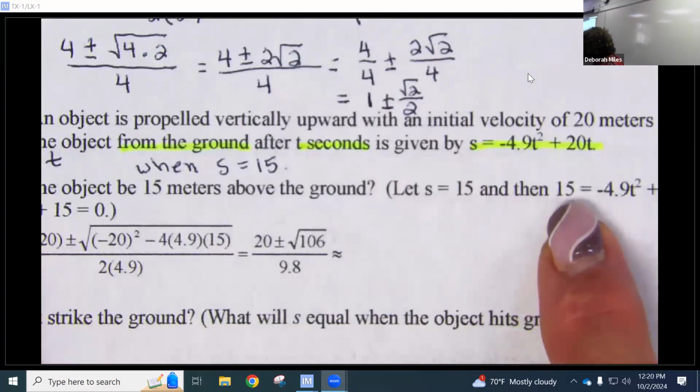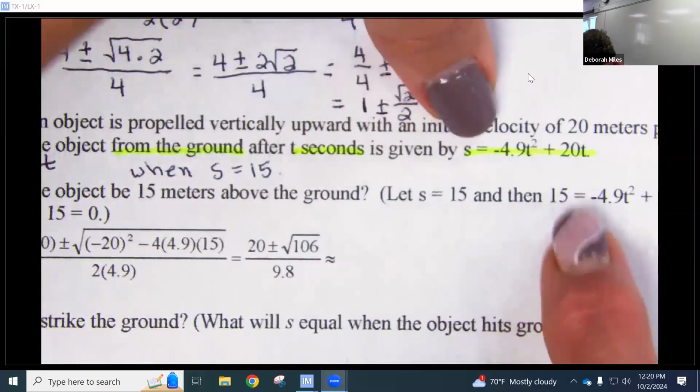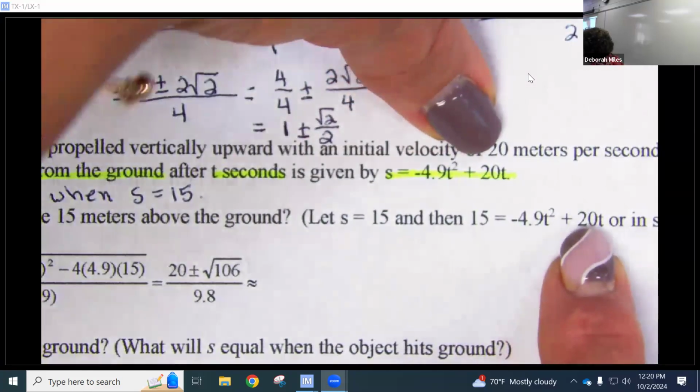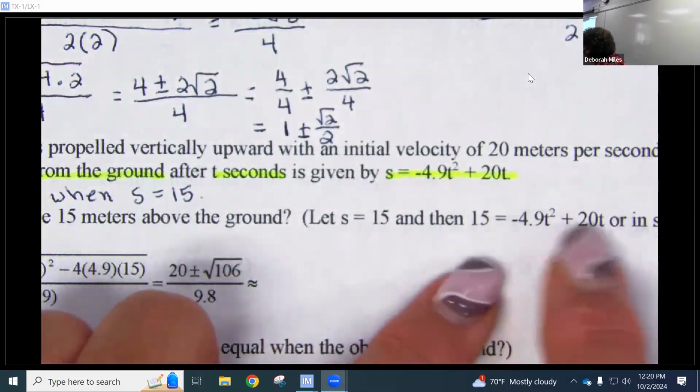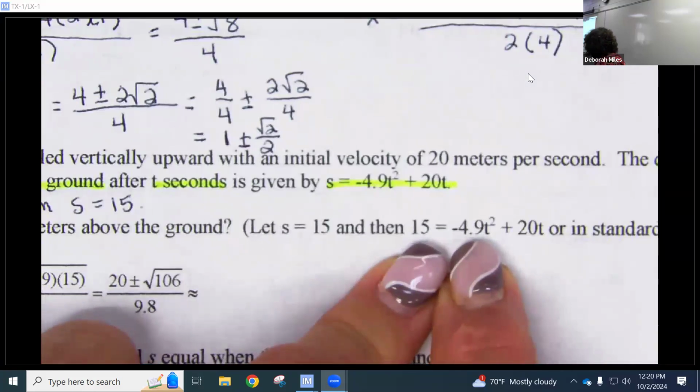That means put 15 in the place of S in this equation. 15 equals negative 4.9 T squared plus 20T. Now, I don't think I'm going to be able to factor it with that negative 4.9 in it, but I'm going to need it in standard form.